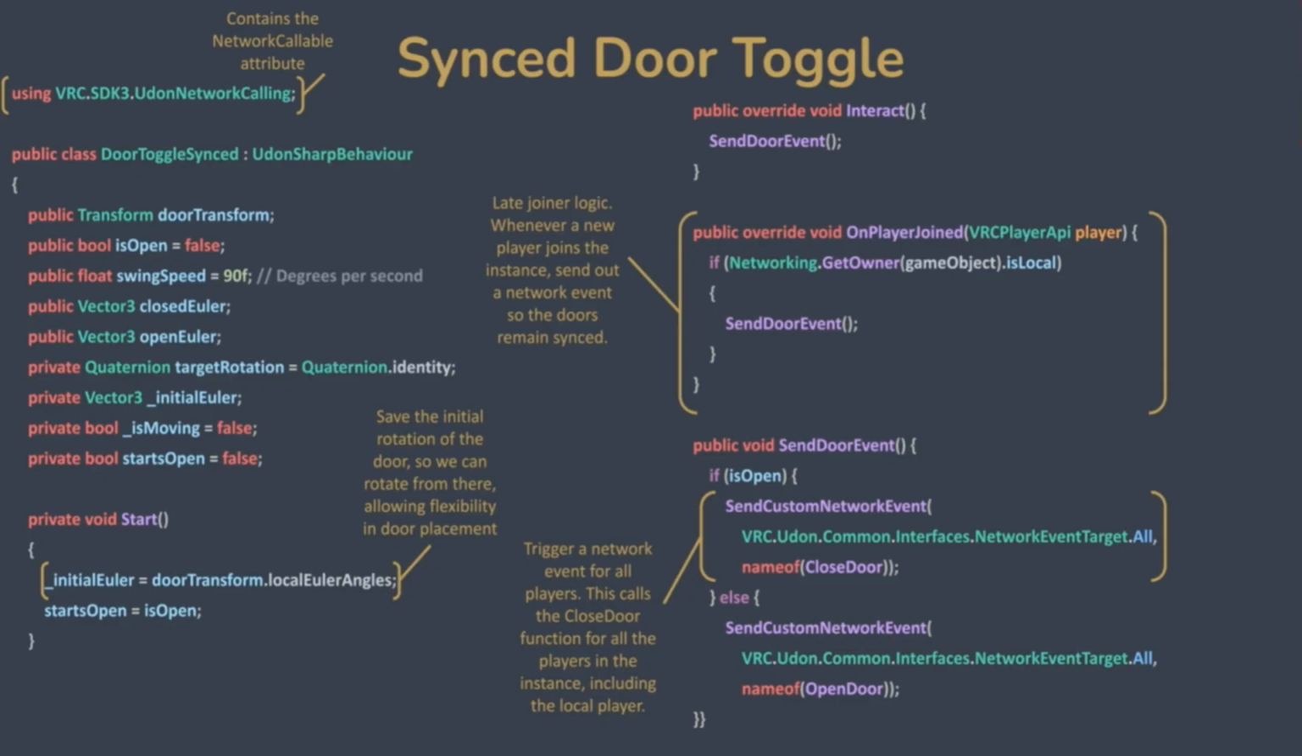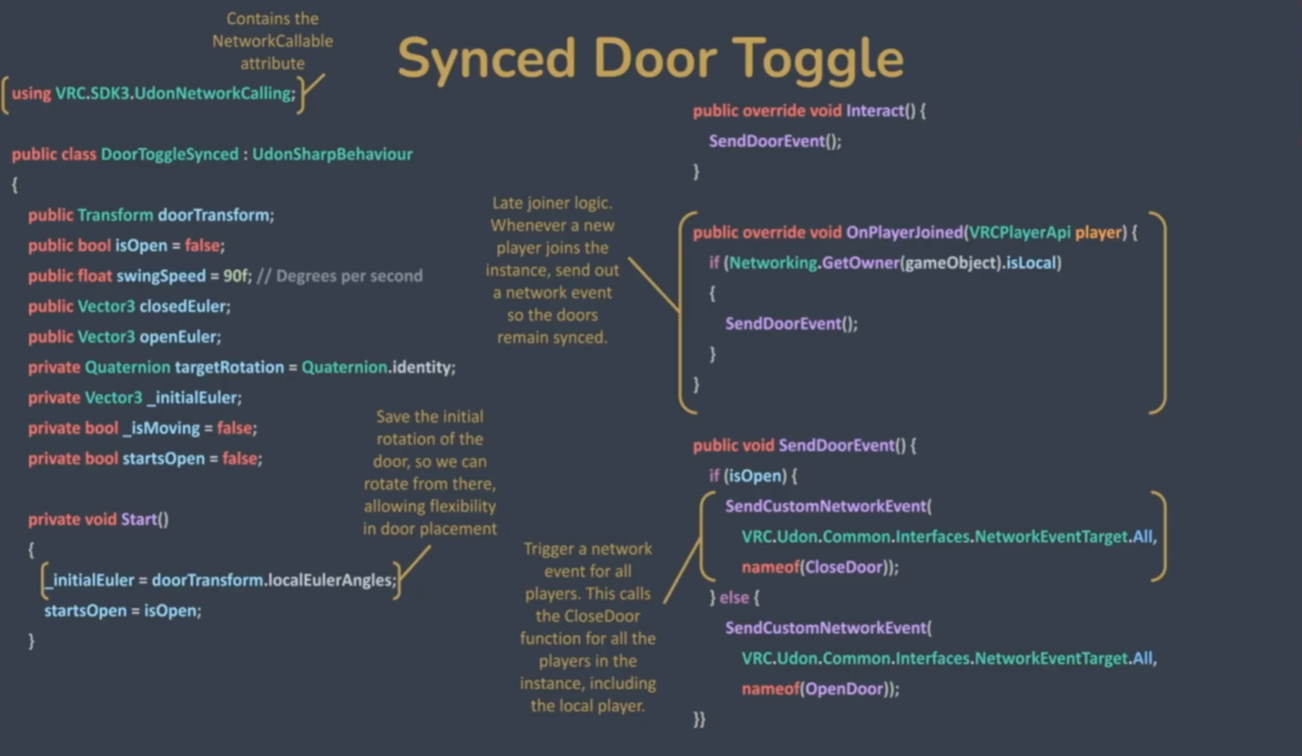Next up, we have our interact function, where we're going to send our door event. So whenever we click on the door, we send our door event. And then we have our late joiner logic, which does the same thing, checks if the owner of the object is the local player, and if it is, we send our door events. So what does that send door event function do? Well, basically, it checks if it's open, and then sends a network event to close it. And if it's closed, it sends a network event to open it.